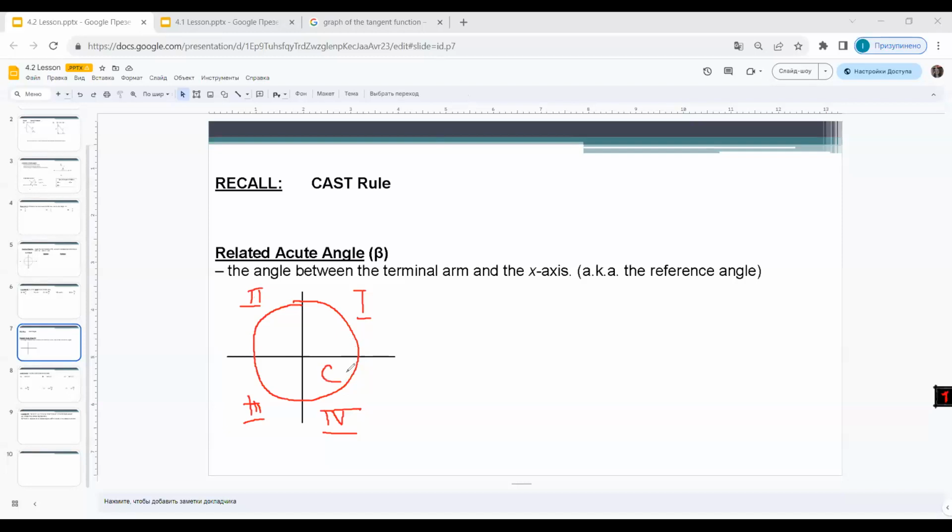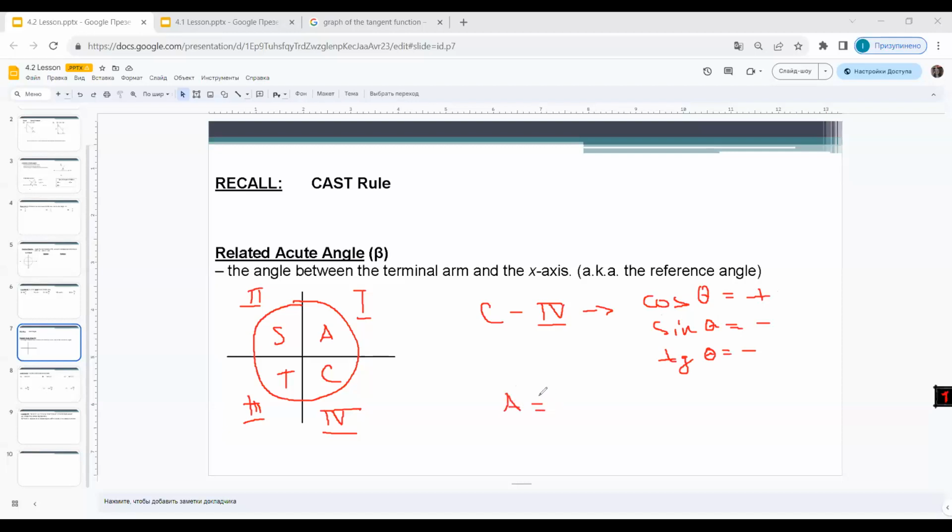C would be quadrant number 4. A would be quadrant number 1. S would be quadrant number 2. And T would be quadrant number 3. CAST. And how exactly is it useful? When we have C, so fourth quadrant, what happens is cosine theta is positive, sine theta is negative, as well as tangent theta is negative.